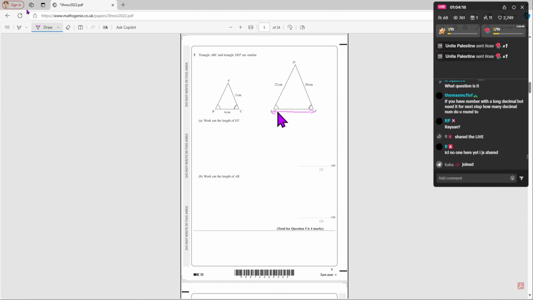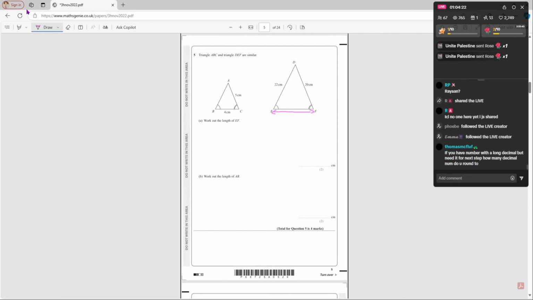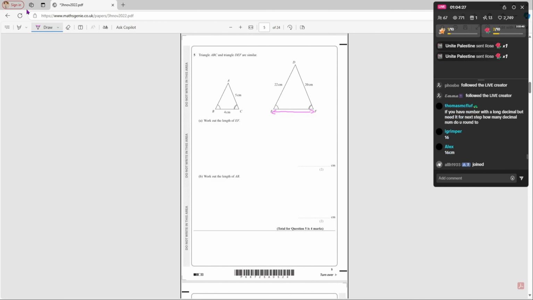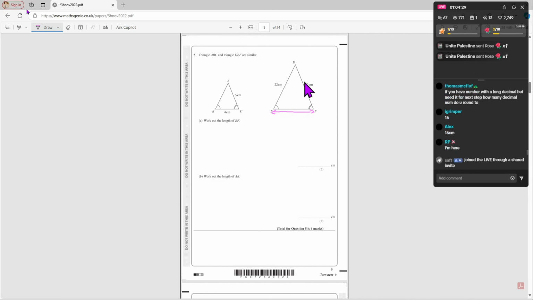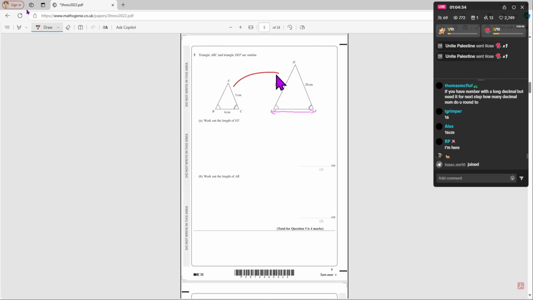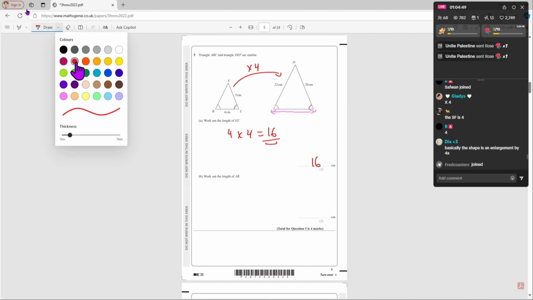Since these two shapes are similar, we know that to go from this shape to this shape, what do we do? To go from 5 to 20, you're multiplying by 4. So to go from 4 to this one over here, we multiply by 4. 4 times 4 is 16. Well done, guys. It's going to be 16 centimeters. That is going to be our answer. Very, very simple.